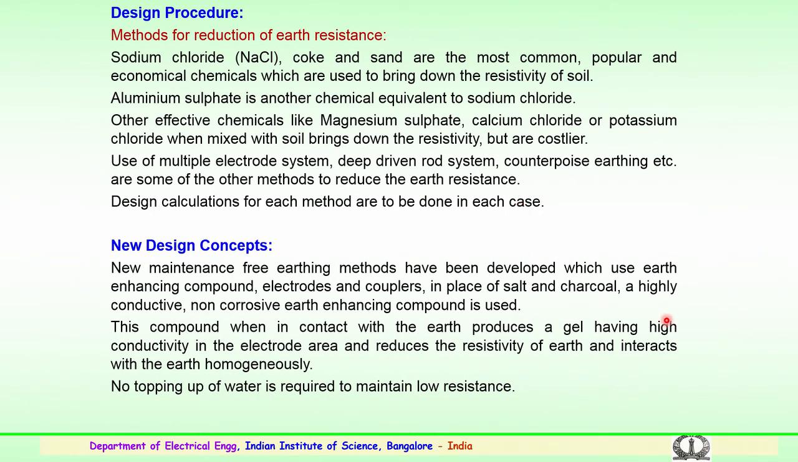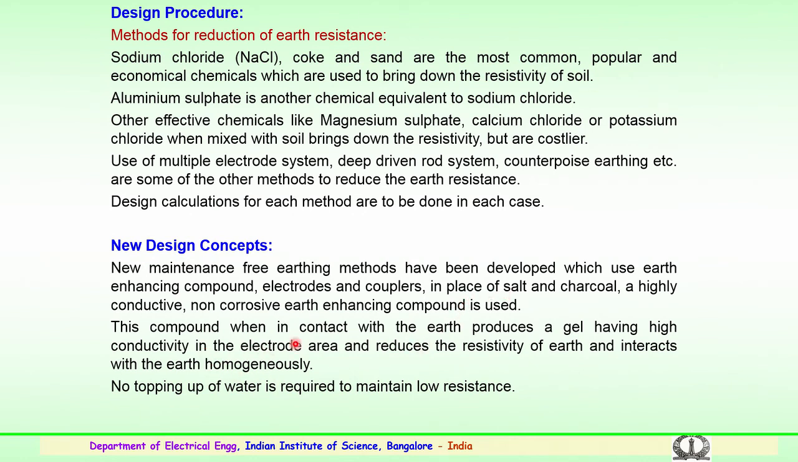Some of the new methods or new design concepts to reduce the earthing resistance are being employed by using new maintenance free earthing methods which have been developed recently. So, these use earth enhancing compounds, new type of electrodes and couplers in place of the salt like sodium chloride, coke or sand. So, this new type of compounds have a high conductivity, and these are non-corrosive earth enhancing compounds which have been used recently.